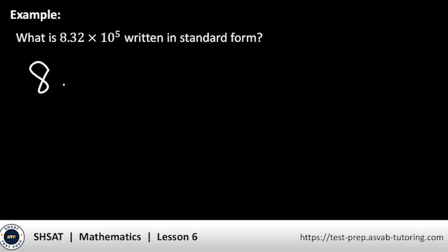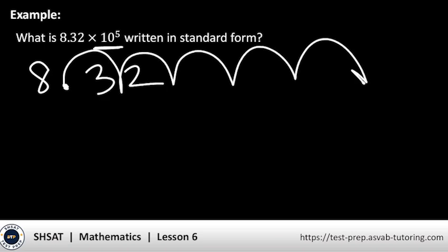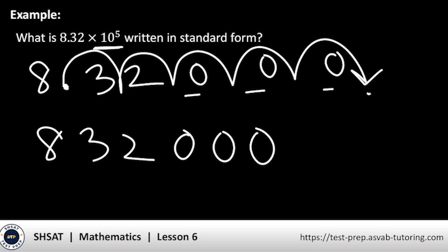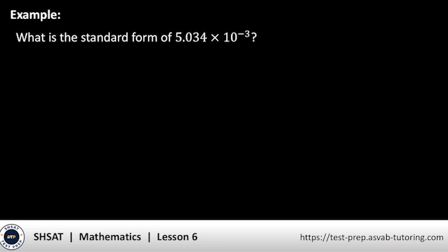So what 8.32 times 10 to the power 5 means is, because it's 10 to the power 5, you need to put the decimal 5 units to the right. So that's 1, 2, 3, 4, 5. So the decimal now goes here. So what happens to these empty spaces? We are going to put zeros here. So my answer is 832 and then 0, 0, 0. Okay? So we basically did the other way around.